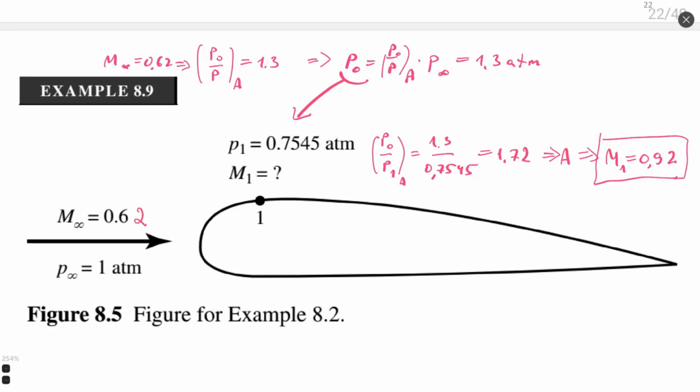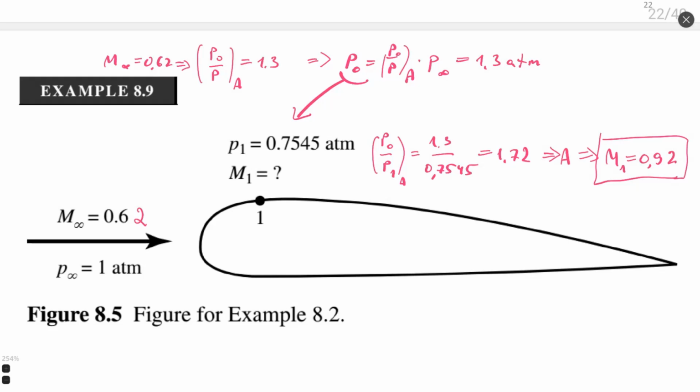Few words about how to verify, how to check if calculation is done correctly. First of all, we remember that flow should accelerate on the upper part of the airfoil. So resulting Mach number 1 should be higher than Mach infinite. And we definitely see that 0.92 is bigger than 0.62. So this is one aspect. Flow accelerated on the upper side of the airfoil.